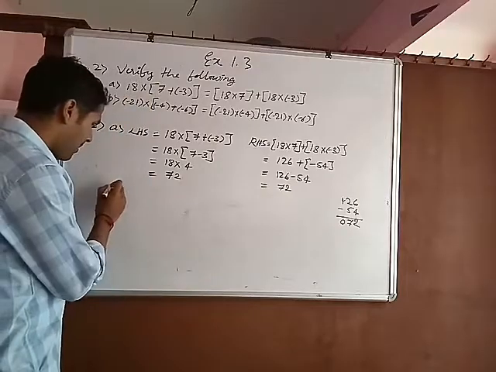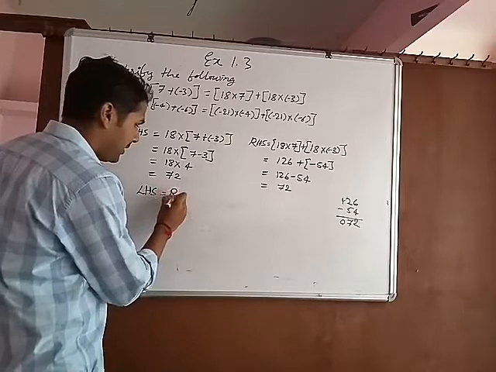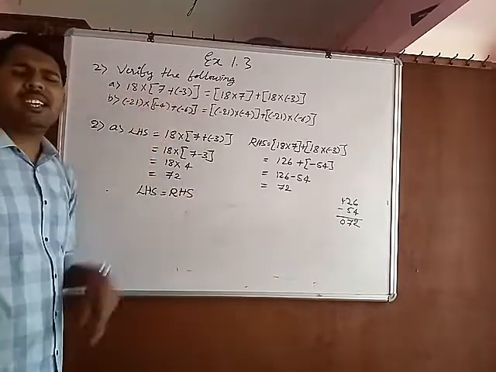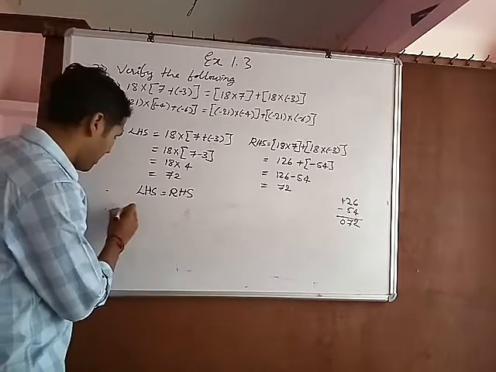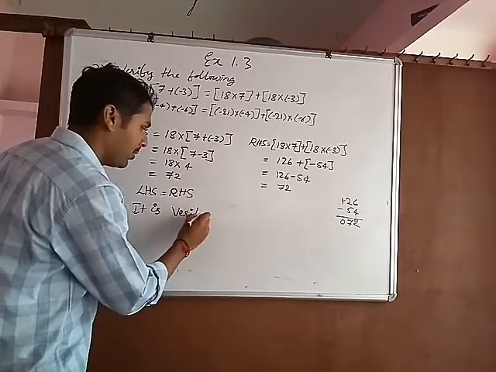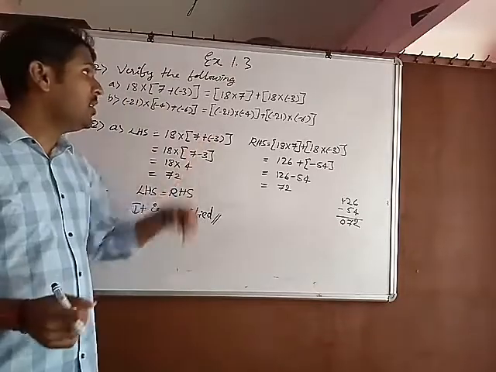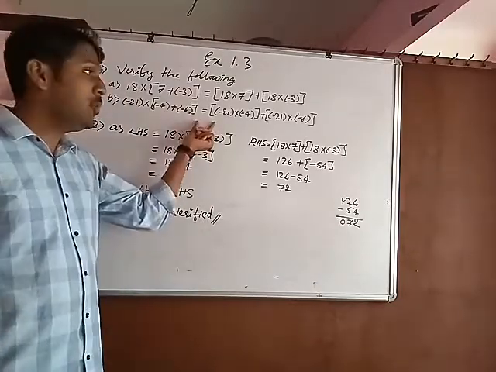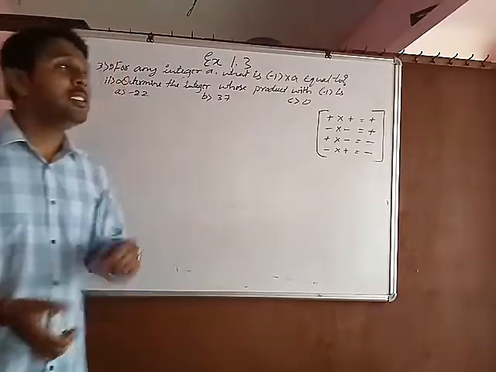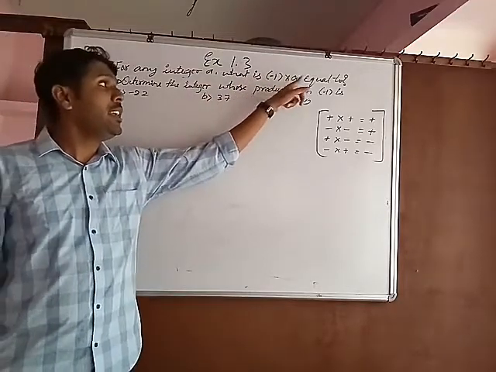So therefore LHS equals RHS. If we get LHS equal to RHS, that means the equation is verified. Therefore it is verified. Okay, this is the way of solving this one. And the second one is homework. Just write it yourself. So next, the third one is, for any integer a, what is minus 1 into a equal to?